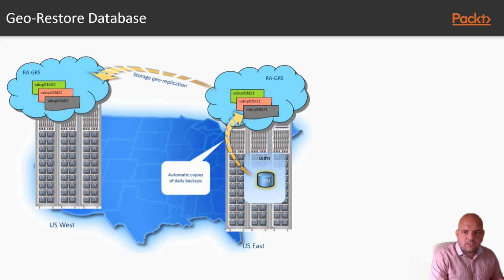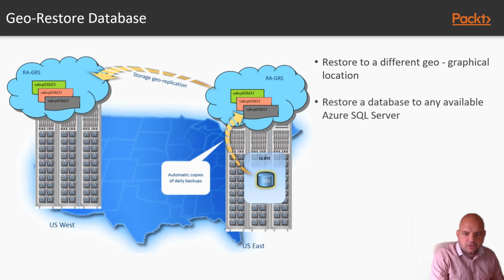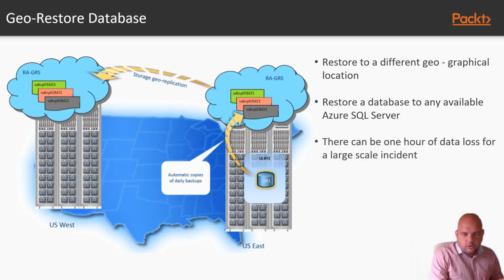GeoRestore allows you to restore a database from a geo-redundant backup to any of the Azure SQL servers, irrespective of the region. The Azure SQL database's automatic backups are copied to a different region when they're taken, with a maximum delay of an hour when copying the database to a different geographical region. Therefore, with this setup, in case of a disaster, there can be up to 1 hour's worth of data loss.